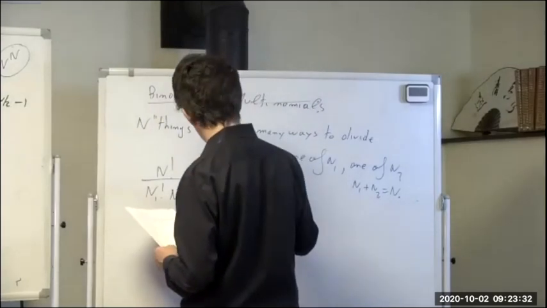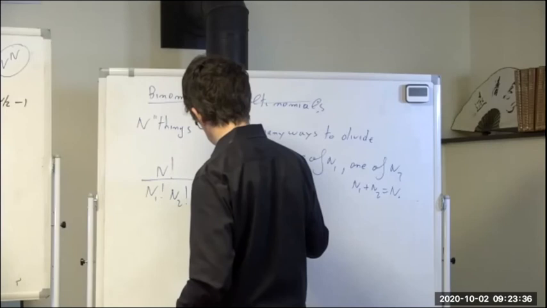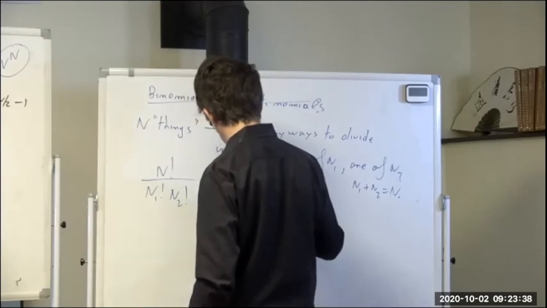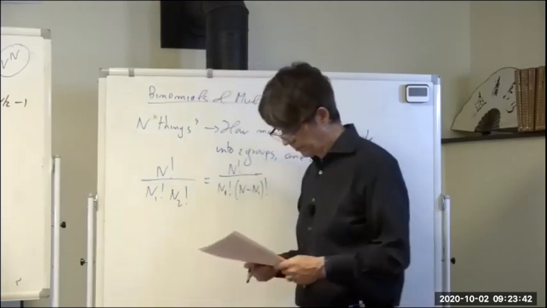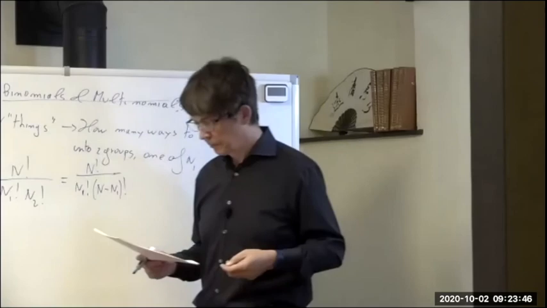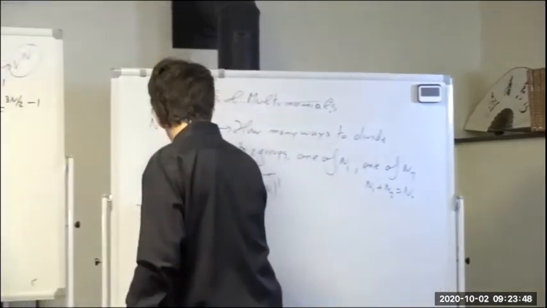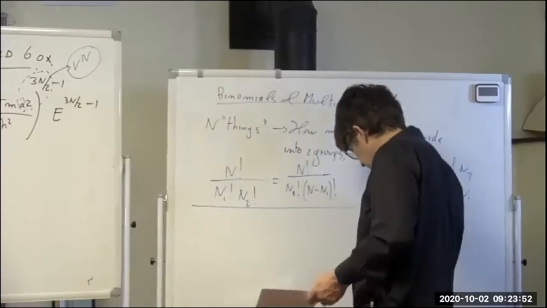And of course, you can write that as n factorial divided by n1 factorial divided by n minus n1 factorial, because the two groups are complete. So that's the binomial. The multinomial is the same thing, but with n groups.